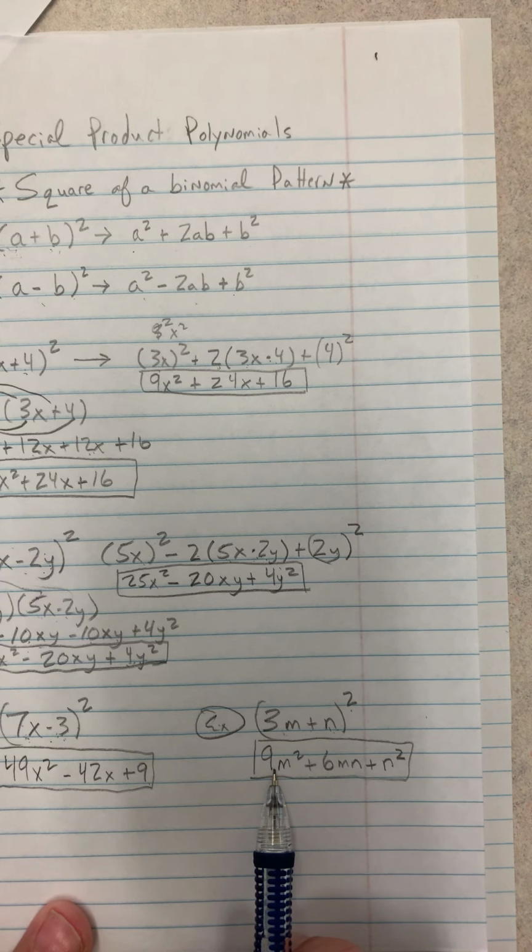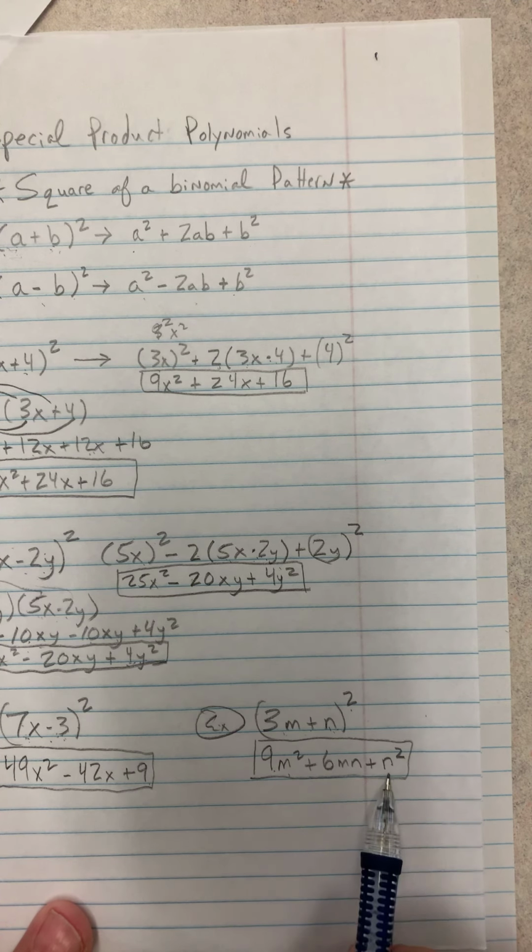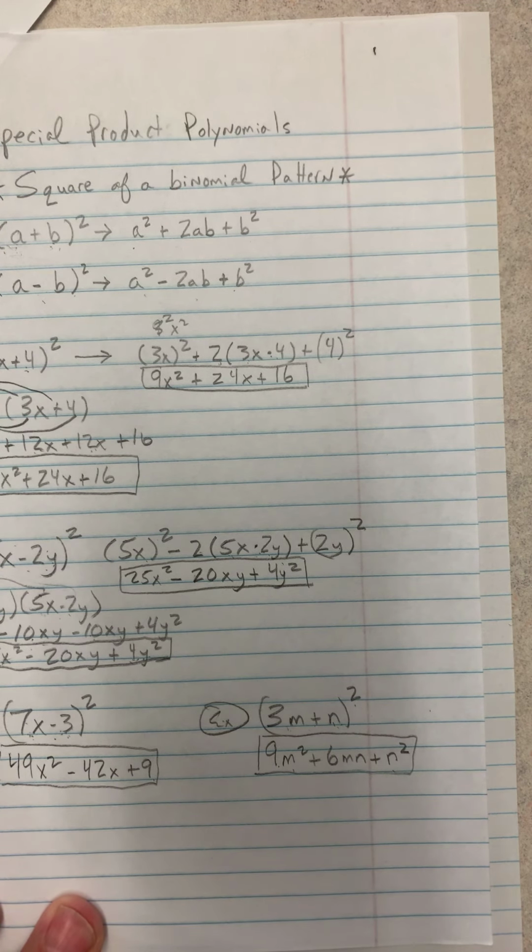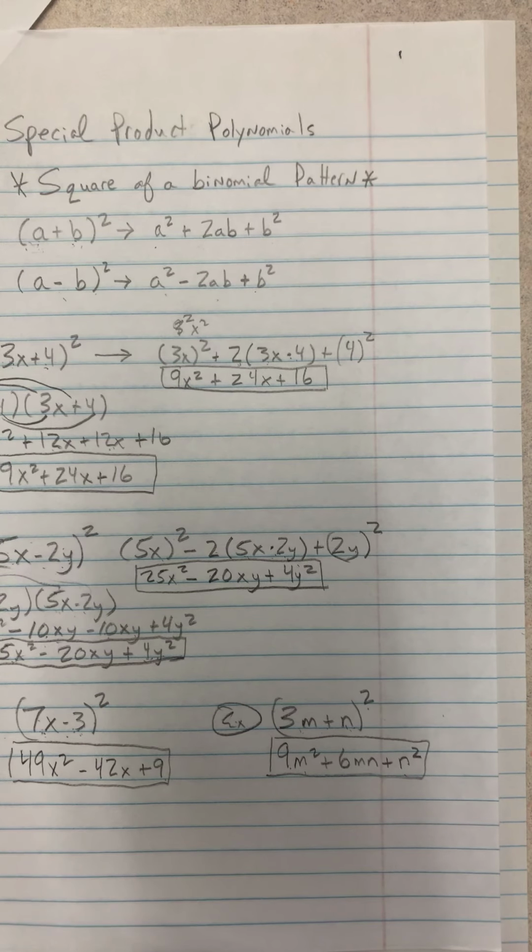And again, paying attention to this, this is what we call a perfect square trinomial. 9m squared, I can take the square root of 9. The square root of 9 is 3. The square root of m squared is m. The square root of n squared is n. n times n gives me n squared. I'm paying attention that these are perfect square trinomials.